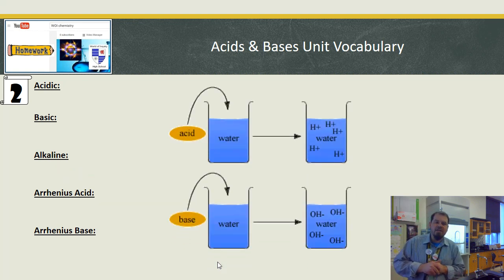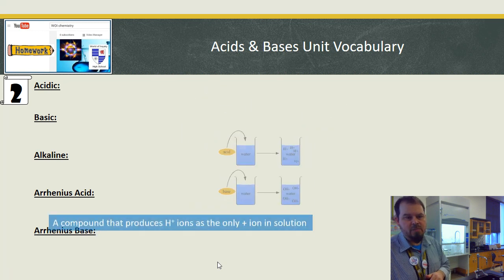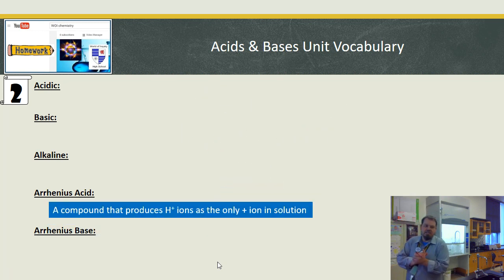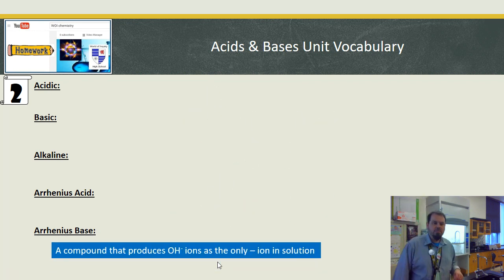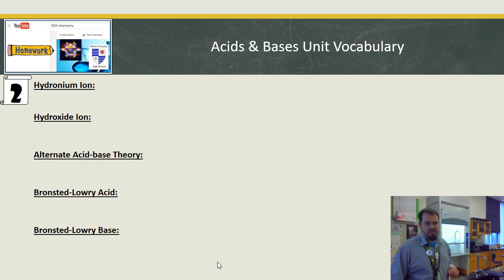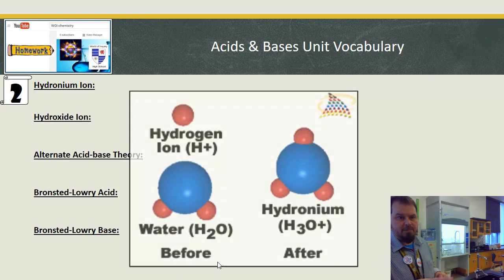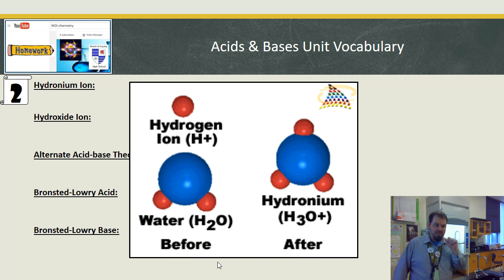Okay. Arrhenius acid is the first thing we're going to learn about. By definition, an Arrhenius acid is a compound that produces H+ ions as the only positive ion in solution. So when these things dissociate, they're going to make plus ions and minus ions, and acids make H+ as the positive, and conversely, bases make OH- as the only minus ion or negative ion. Okay, that is the original acid-base theory. It's called the Arrhenius theory. We're going to get into an alternate base theory, which is called Bronsted-Lowry, in just a second.